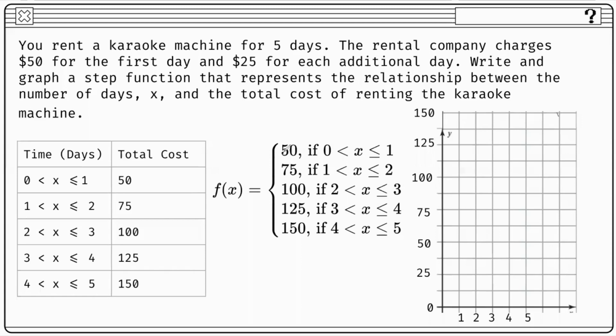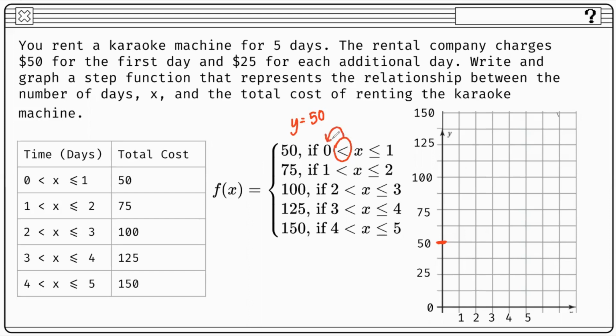I'm going to start with the very first linear equation, f of x equals 50. You can also just write it as y equals 50. And so we know we're going to have a horizontal line here where y equals 50, but you only want to graph it at this domain. So we have 0 is less than x is less than or equal to 1.